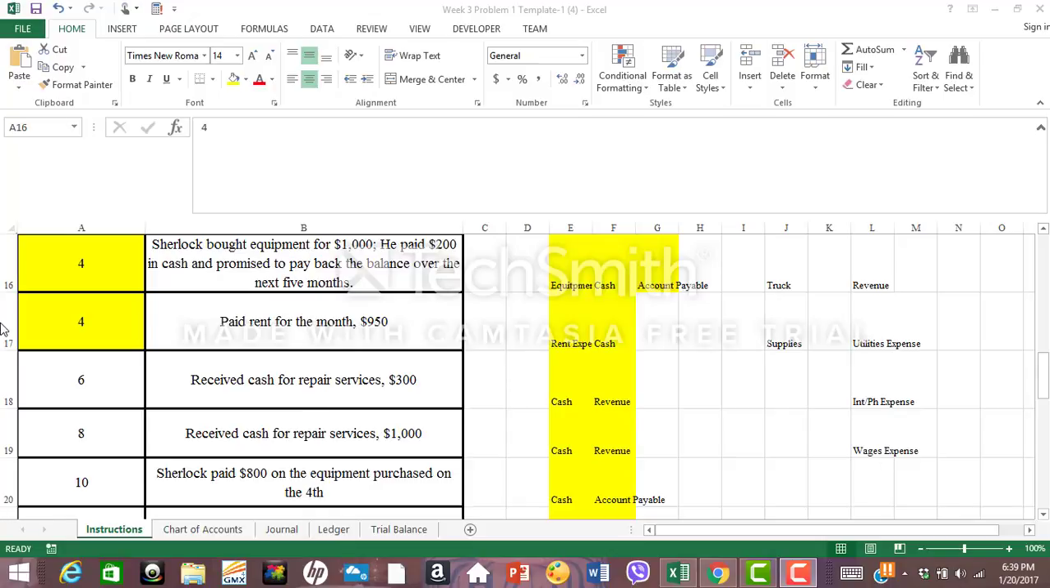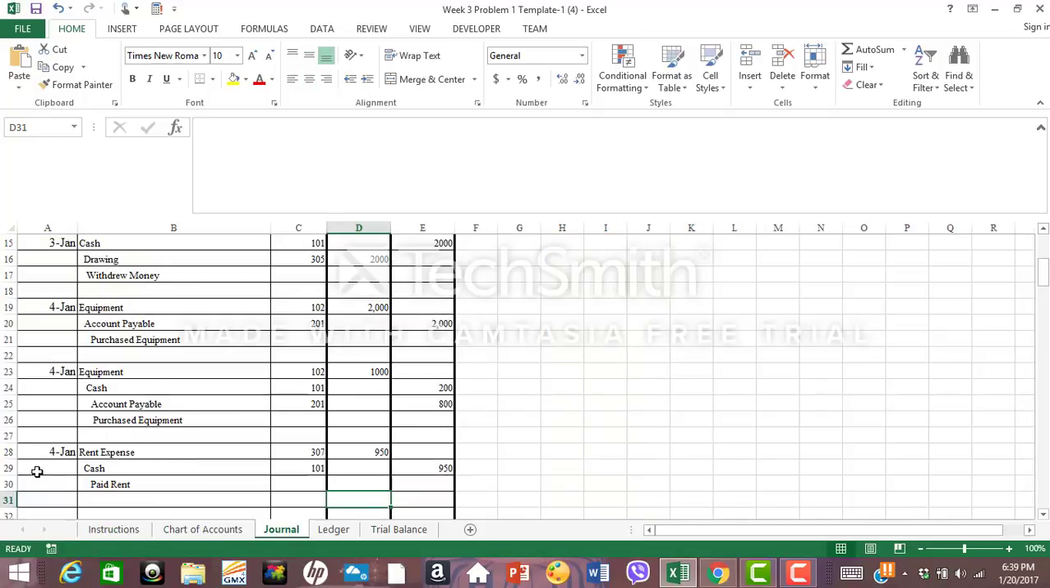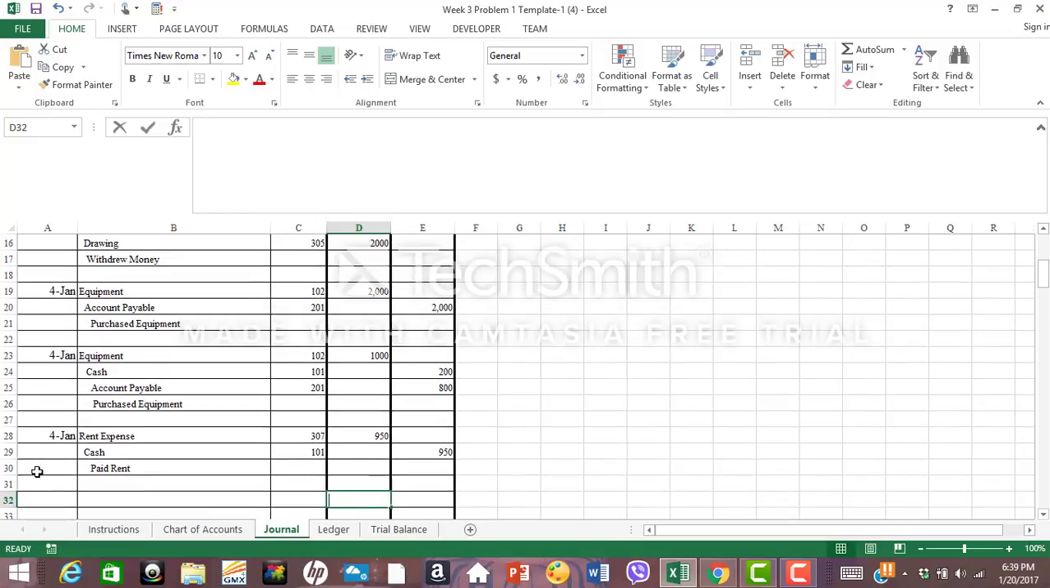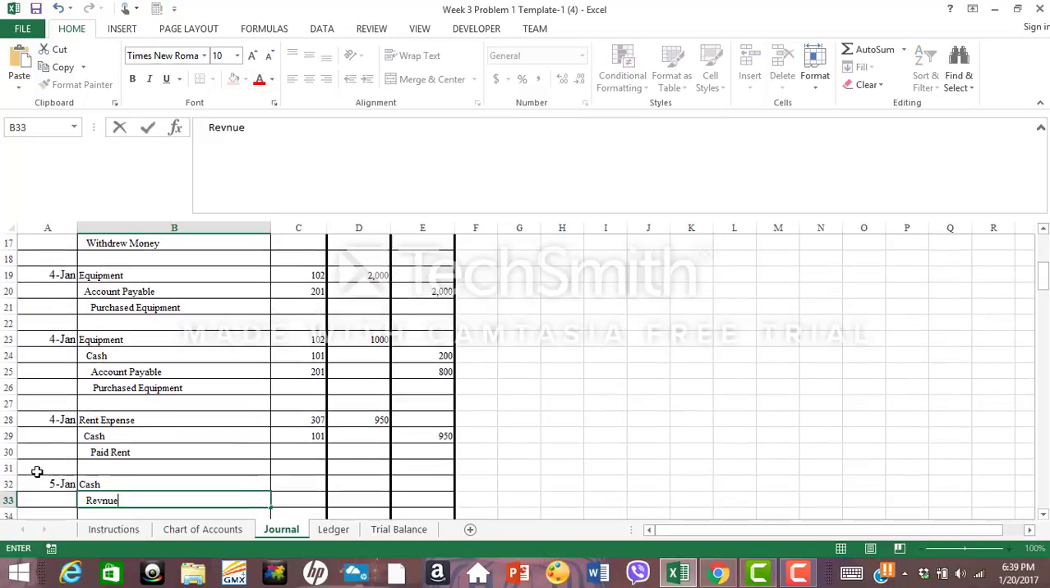All right, this is part three. We go on to January 6th, and I'm going to go a little bit quicker. Received cash for repair services for $300. So I'm going to go to cash. It is January 5th. Not there. January 5th, received cash, revenue.